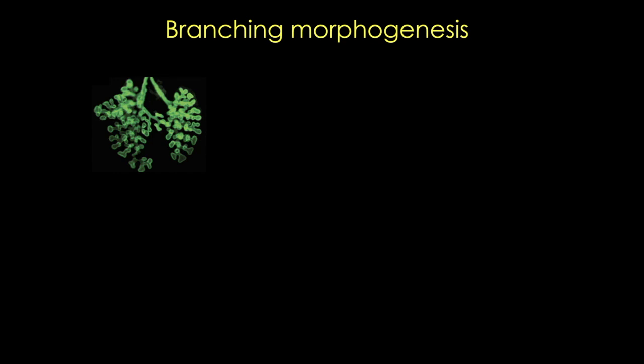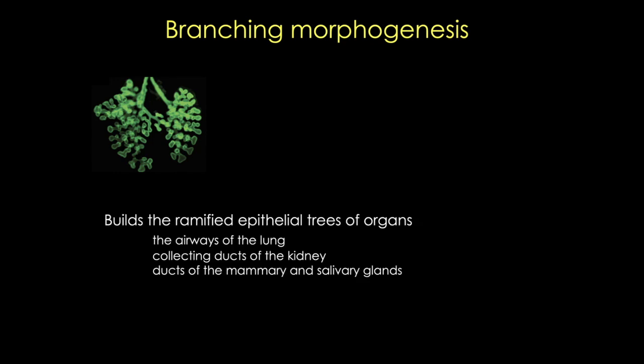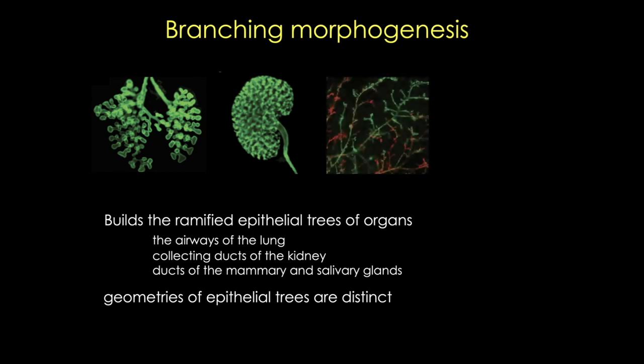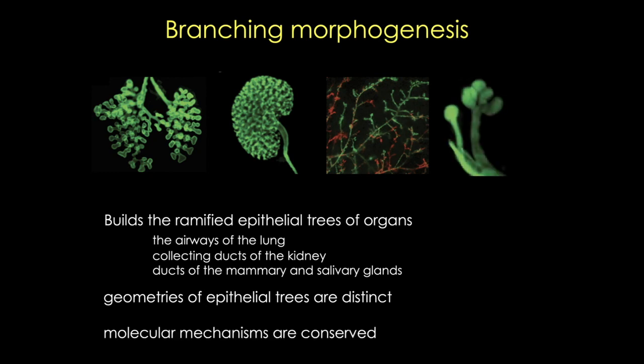Now, branching morphogenesis builds the ramified epithelial trees of the multiple organs in the body. So this includes the collecting ducts of the kidney, which we'll talk about soon, the mammary glands, and the salivary glands. Now, interestingly, the final geometries differ. So the lungs look very different from the kidney, look very different from the mammary gland, and from the salivary gland. But the molecular mechanisms that control the branching are basically the same across organs and across species.